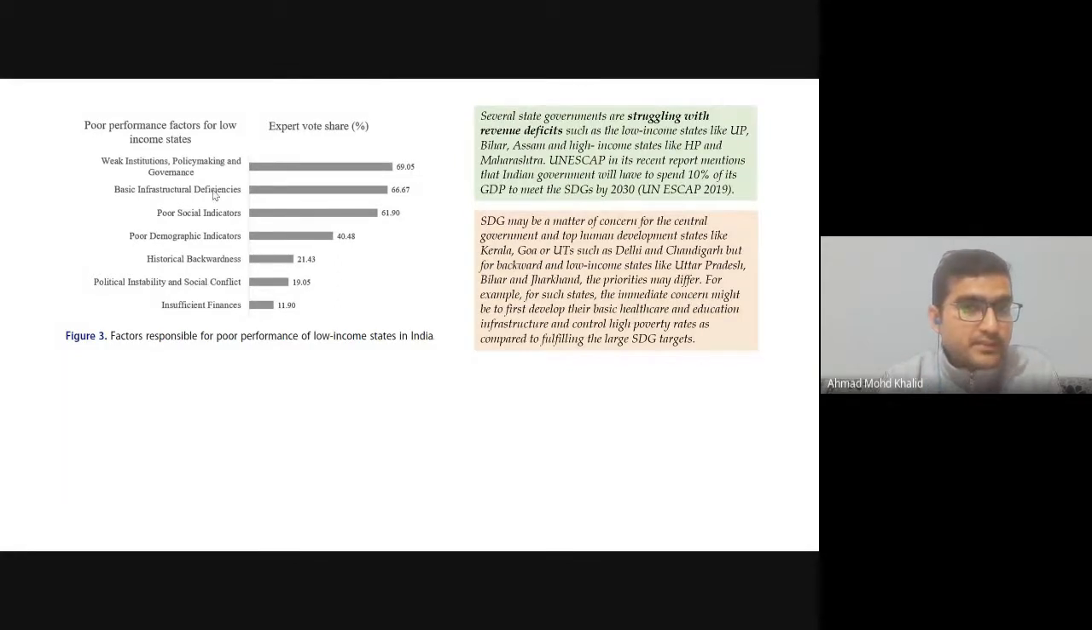The top issue in these states, the authors found, was weak institutions, policy making, and governance. And I will also agree that yes, there is a lot of issue in the basic infrastructure deficiency. If you look at the health sector and the education sector, these states are not doing very well. Several state governments are struggling with revenue deficit, and it is evident from literature also. UNESCAP says that the Indian government will have to spend 10% of its GDP to meet SDGs by 2030. So you can substantiate that. That's not what I have found; other works are also talking about it.